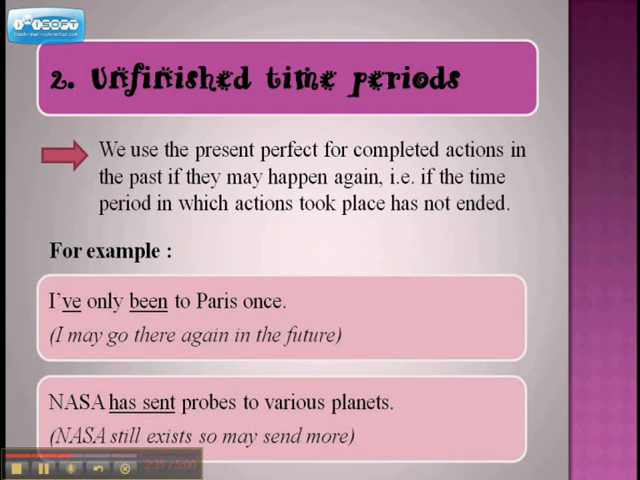Unfinished time periods. We use the present perfect for completed actions in the past if they may happen again. For example, if the time period in which actions took place has not ended. For example, I've only been to Paris once. I may go there again in the future. NASA has sent probes to various planets. NASA still exists, so may send more.